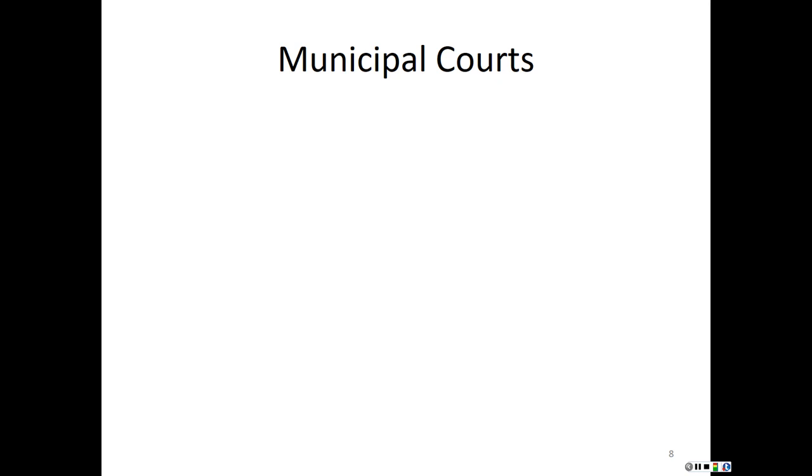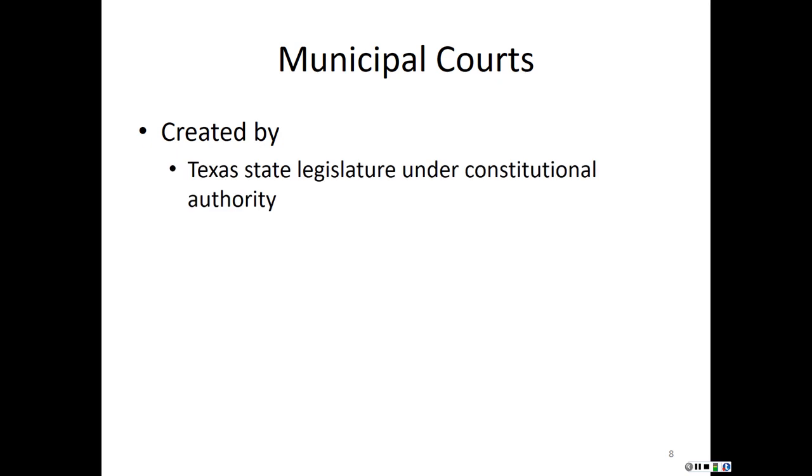Let's talk about these courts. Municipal courts. They are created by the Texas State Legislature under constitutional authority. Students, that's going to be an overriding factor. Every court we talk about, the Constitution grants the state legislature the authority to create new courts when they are needed.